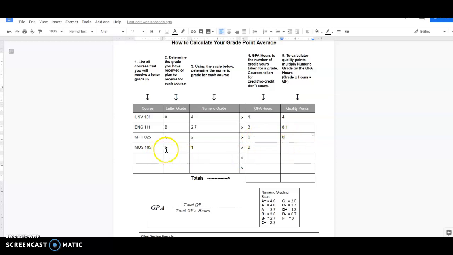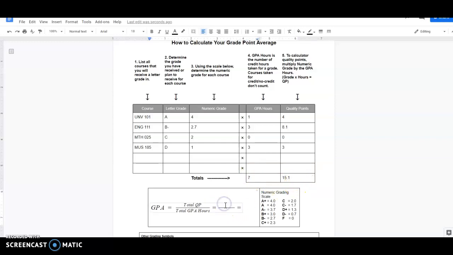And Music 185, I guess this person is not liking music so much. Hopefully they're going to contact their professor so that they can figure out how to get their grade up. That's going to be 1 times 3 GPA hours. That's 3. All right, so then you add up your GPA hours, and that total is 7. And you add up your quality points, and that's 15.1.